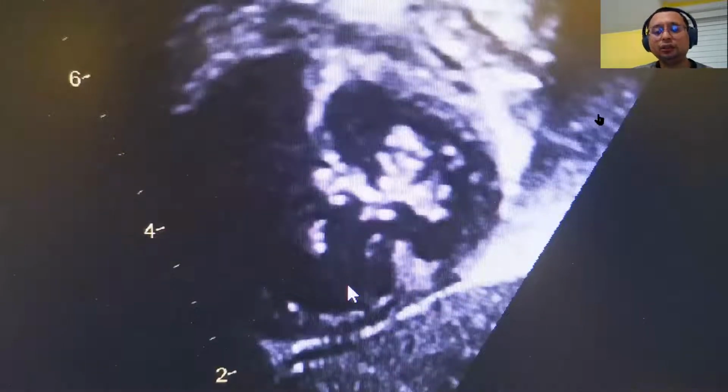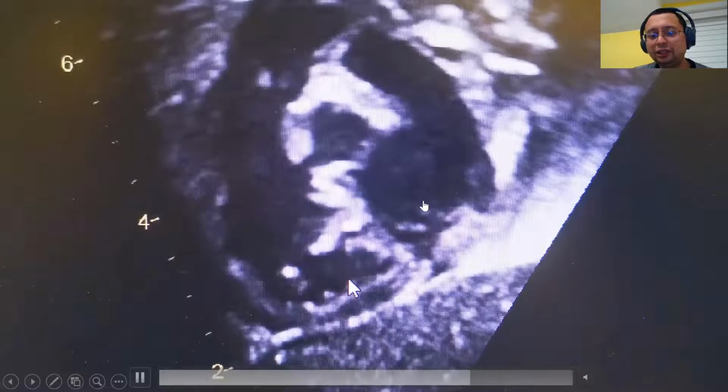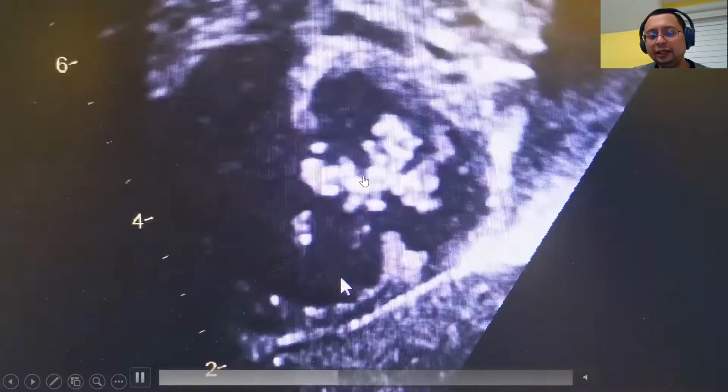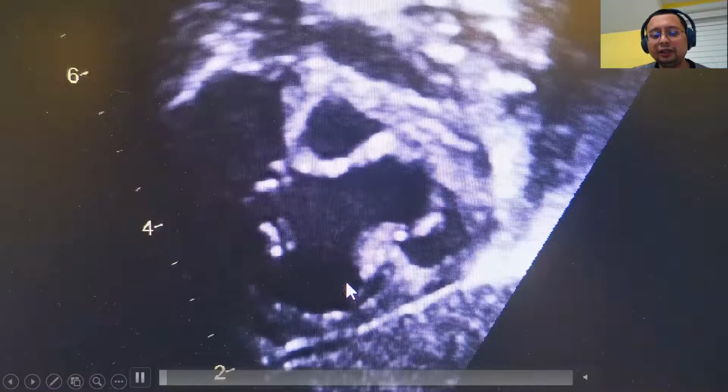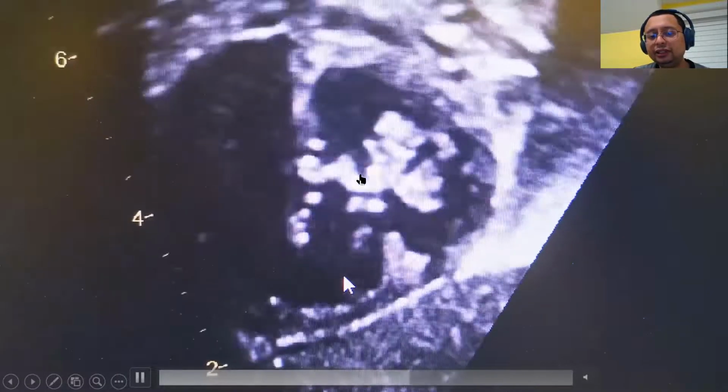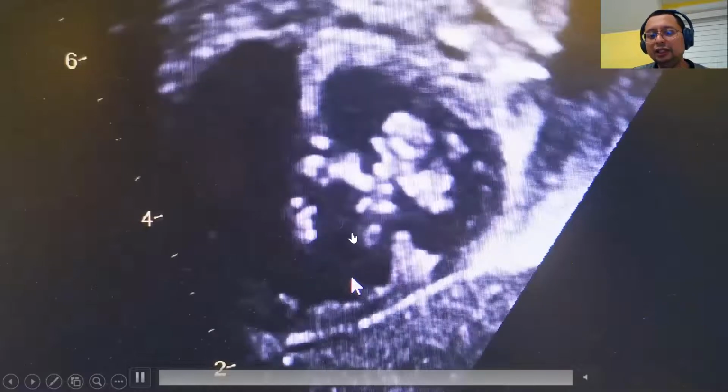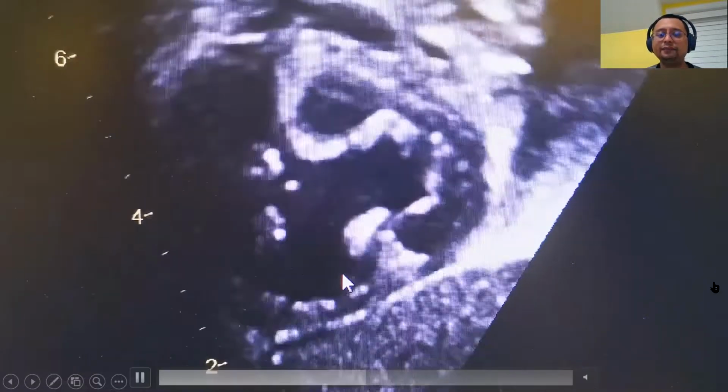I just wanted to show you again the common AV valve for this patient. Look at the common AV valve. That is the superior bridging leaflet. That is the inferior bridging leaflet. If you can see, the superior bridging leaflet is actually divided in the middle. So this is again Rastelli type A.